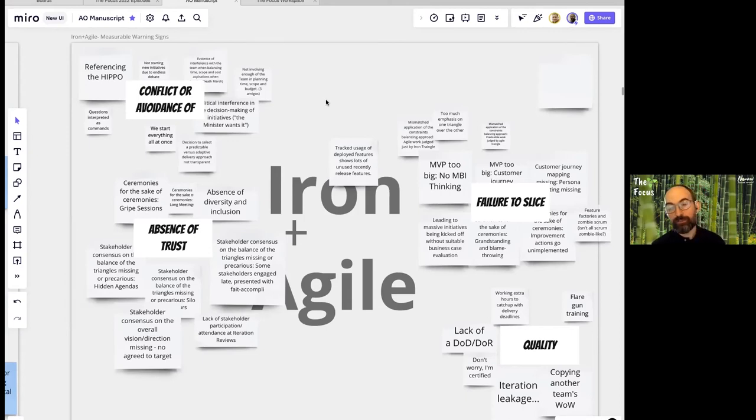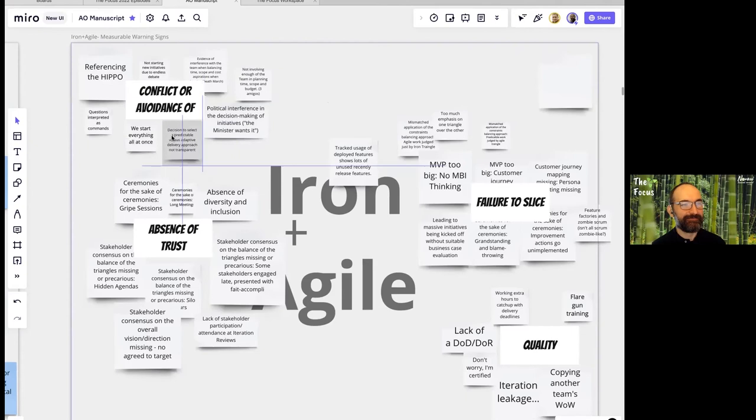But if you're avoiding conflict, if you're shutting down conflict, if you say it's the executive that said so, the minister said so, this person said so, you reference the highest paid person's opinion, right? That's the HiPPO. Then that's a challenge, right? If you see people hiding behind these reasons, if you will. Go, Aldo. I worked with a customer that regularly made projects more important than they usually were because, quote unquote, the minister said so. Mm-hmm. So yeah, watch out for that one.